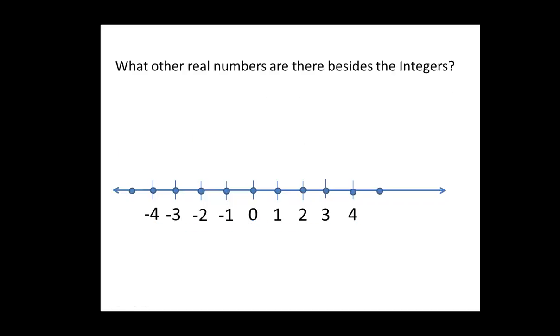Now what are there besides the integers? Aren't there some in-between numbers such as maybe 1.5 or perhaps 4.1 or maybe, let's say, negative 2 and 1/10? Those numbers which I've just written are not integers, but they certainly correspond to points on the number line. So if they correspond to points on the number line, they are real numbers.